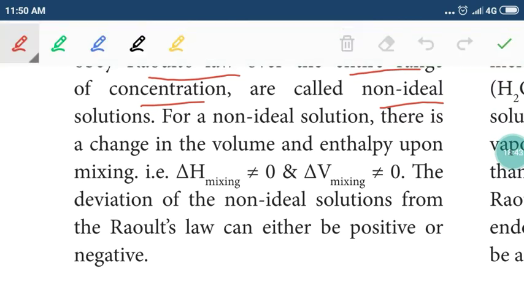If the solution is non-ideal in nature, then by mixing solute and solvent there will be a change in volume. By mixing solute and solvent, there will be heat changes. So delta H and delta V values will not be 0. So a solution will deviate from the ideal behavior. This deviation may be a positive deviation or a negative deviation. The deviation is explained based on intermolecular force of attraction.